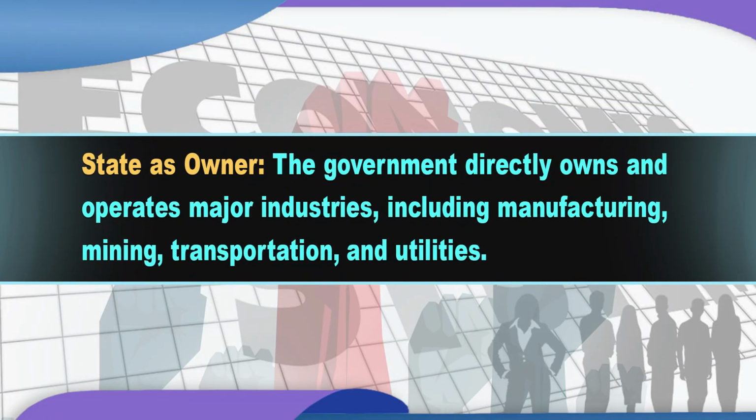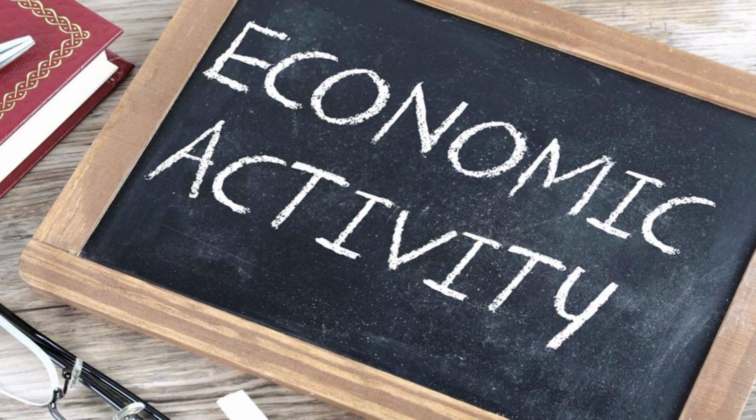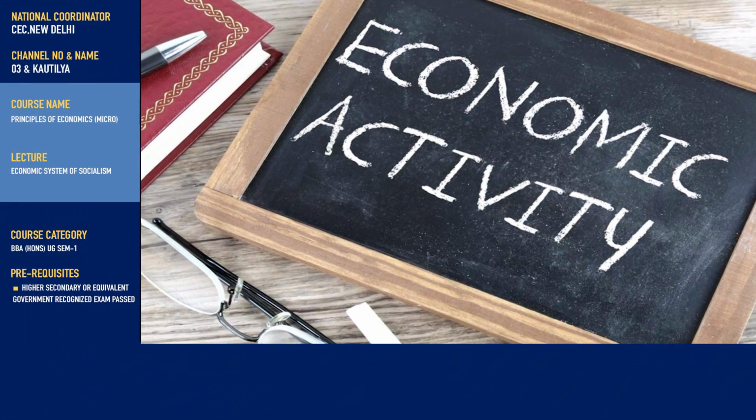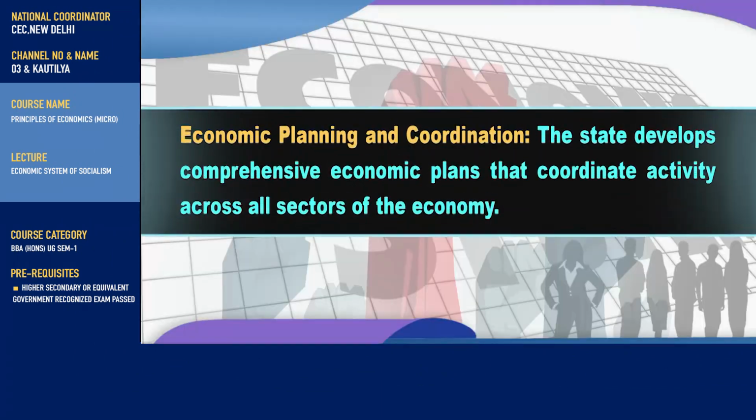The government directly owns and operates major industries including manufacturing, mining, transportation, and utilities. State-owned enterprises are managed by government-appointed officials who are responsible for meeting production targets and social objectives rather than maximizing profits. This ownership structure is intended to ensure that economic activity serves public rather than private interests. The state develops comprehensive economic plans that coordinate activity across all sectors of the economy.